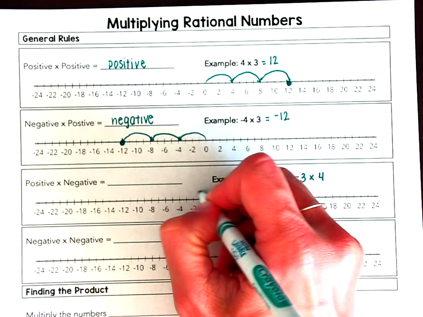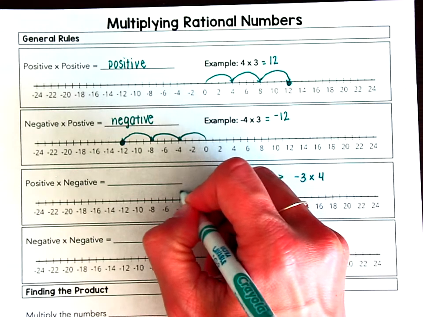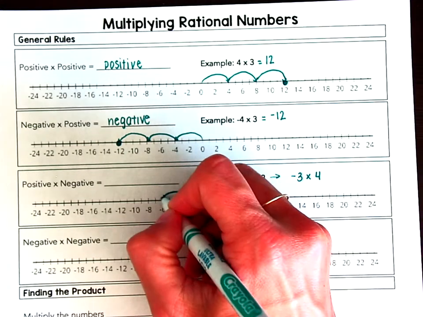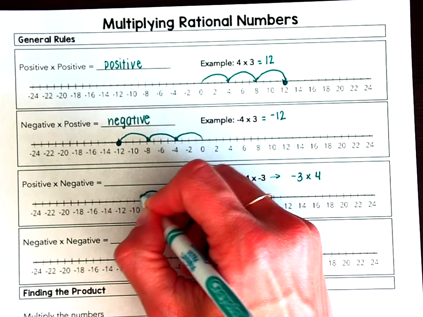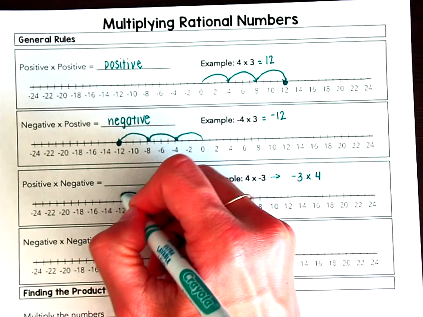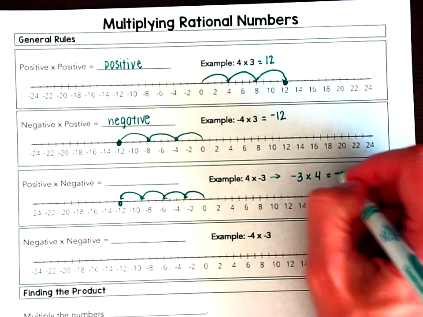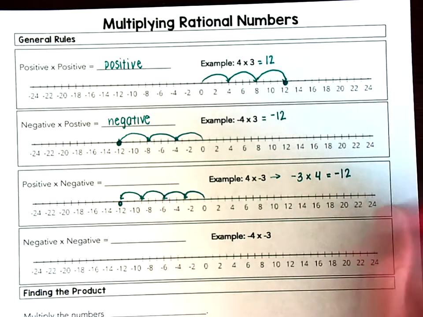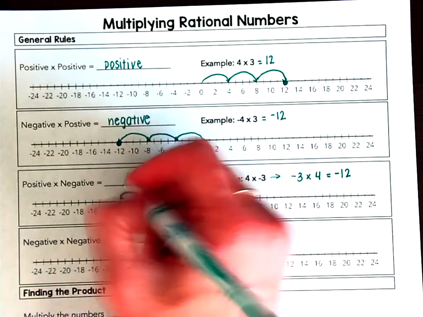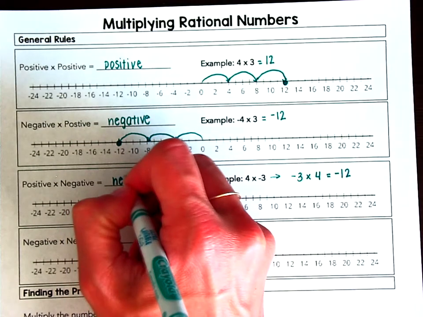So we have the left 3 once, twice, 3, and 4 times, and we end up at negative 12. So negative 3 times 4 gives us negative 12, or gives us a negative product.